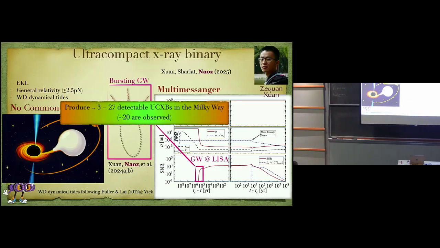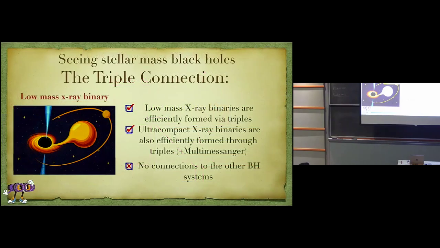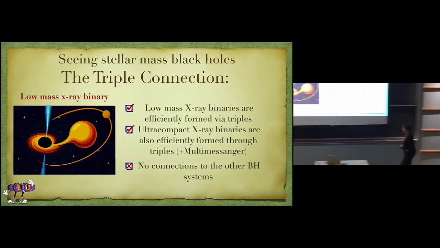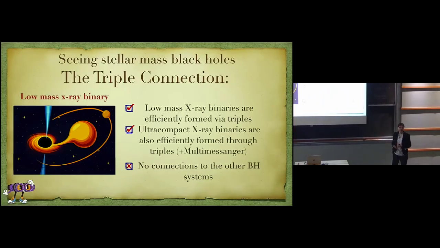So what did I show you so far, actually? Well, maybe not. I've convinced you that triples have to be there, whether we want to or not. We cannot ignore them. We can form low-mass X-ray binaries this way without common envelope. We can efficiently also form ultra-compact X-ray binaries. But I haven't done anything about this connection thing. So let's go figure out this connection and where it comes from.